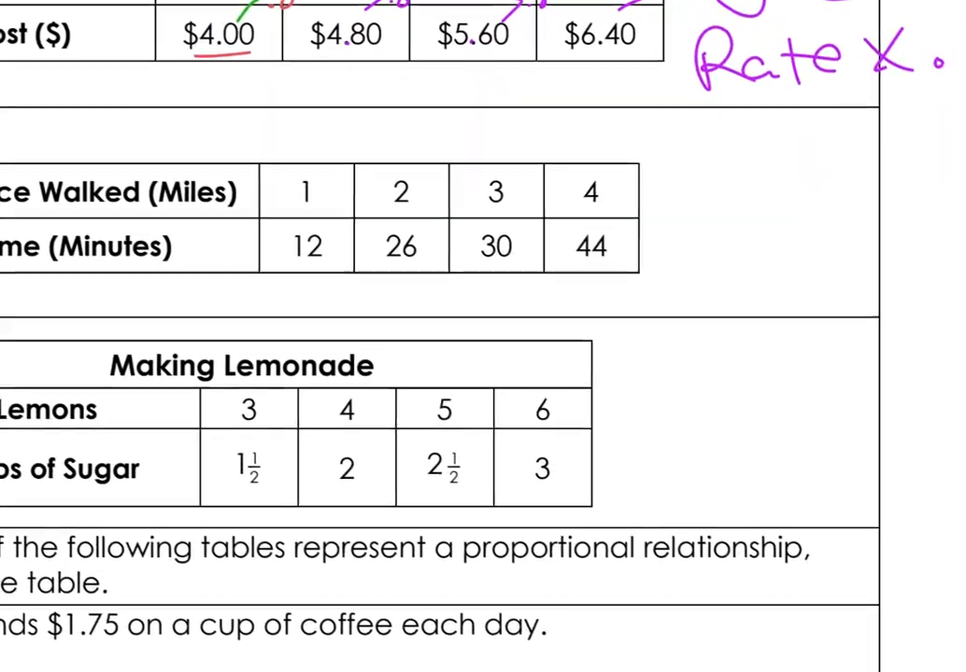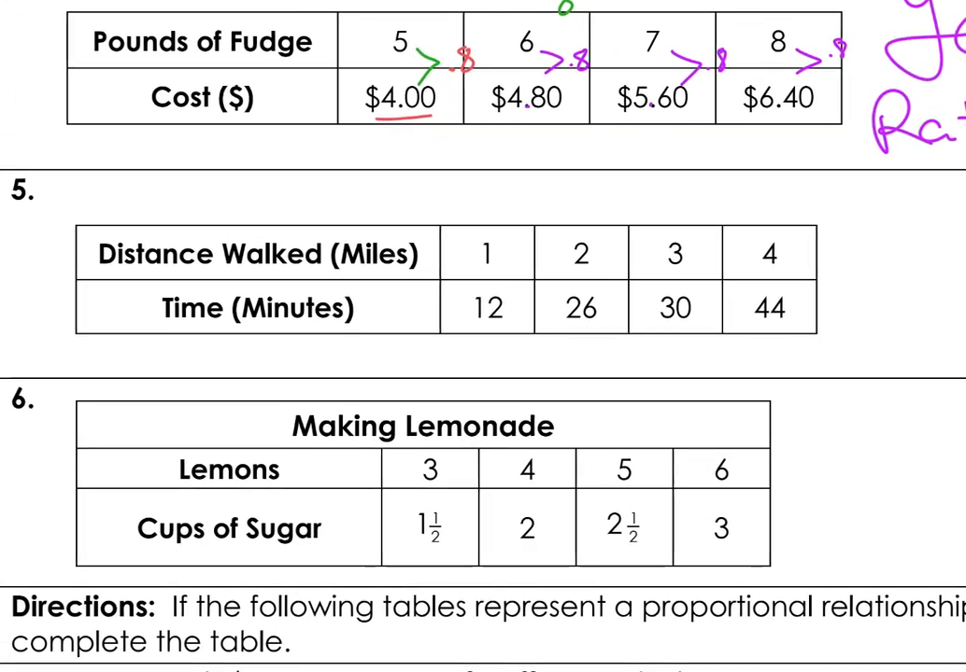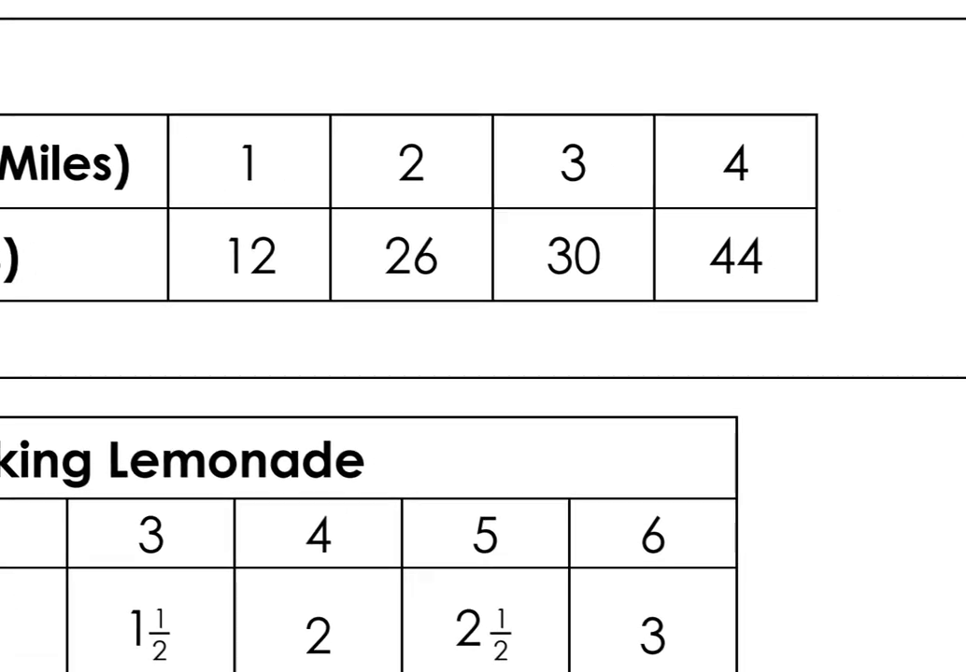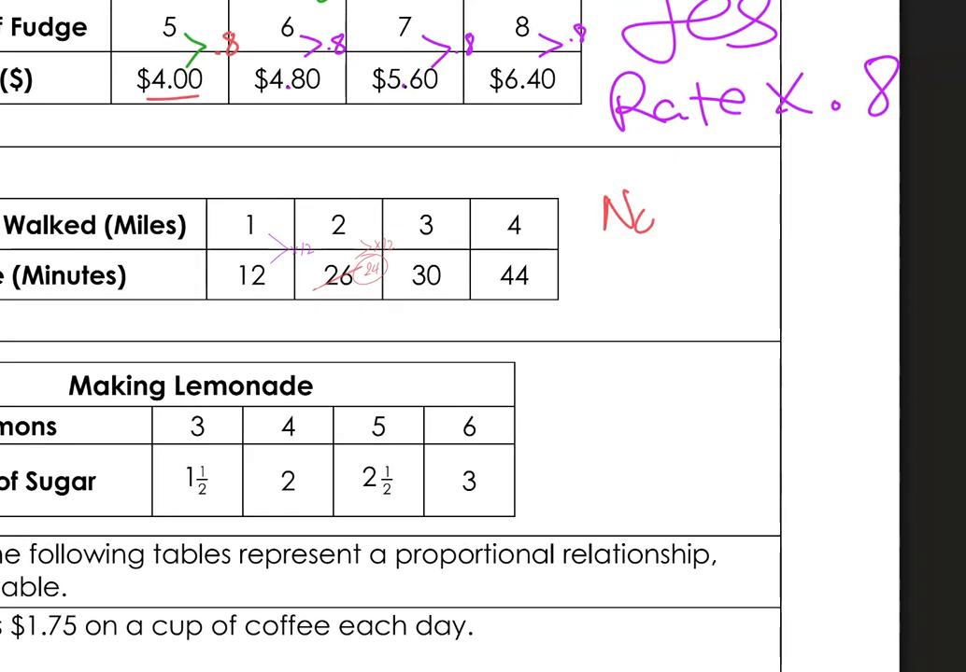Same stuff down here. Miles walked versus time. This first one is really nice because it's times 12. But 2 times 12 is 24, and we don't have 24. So we can stop there and say, nope, this is not proportional.